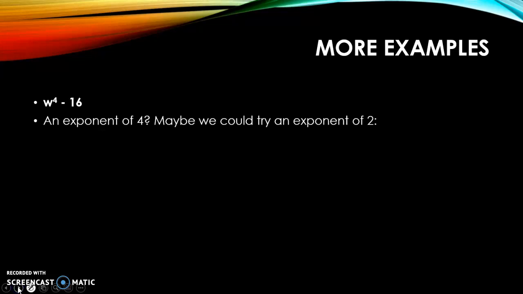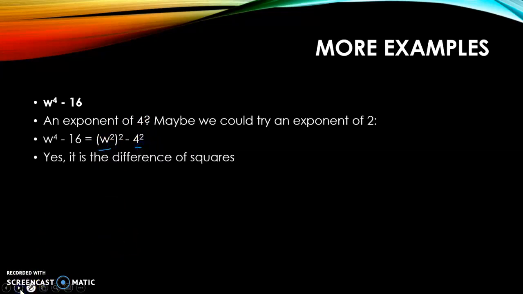So maybe we're looking for an exponent of 4, maybe we could try an exponent of 2. Maybe we could write it this way: w squared to the second power, this is the same as, minus 4 squared. So I'm going to write both of those with the same exponent. Once they're both in a square term, this is just the difference of squares: a minus b times a plus b. And so you can see we've written that as a difference of squares.